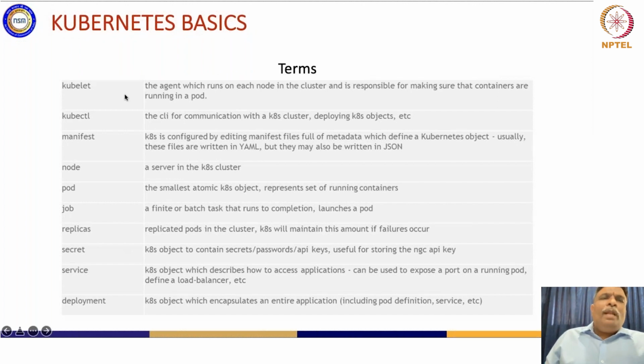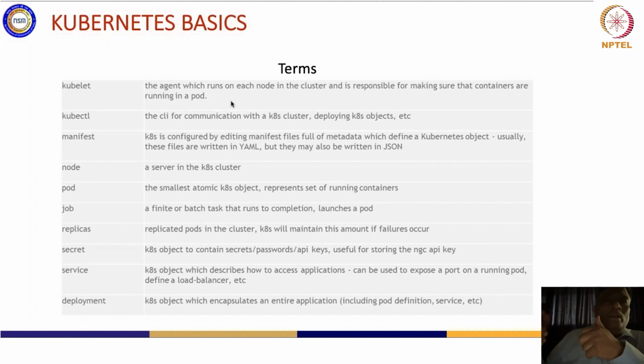The kubelet is an agent which runs on each node in the cluster and is responsible for making sure that the containers are running in a pod. Then you have kubectl, the CLI for communicating with a K8s cluster for deploying. A manifest is the configuration with full metadata which defines a Kubernetes object. Usually these files are written in YAML. We will see and edit a YAML file as well.